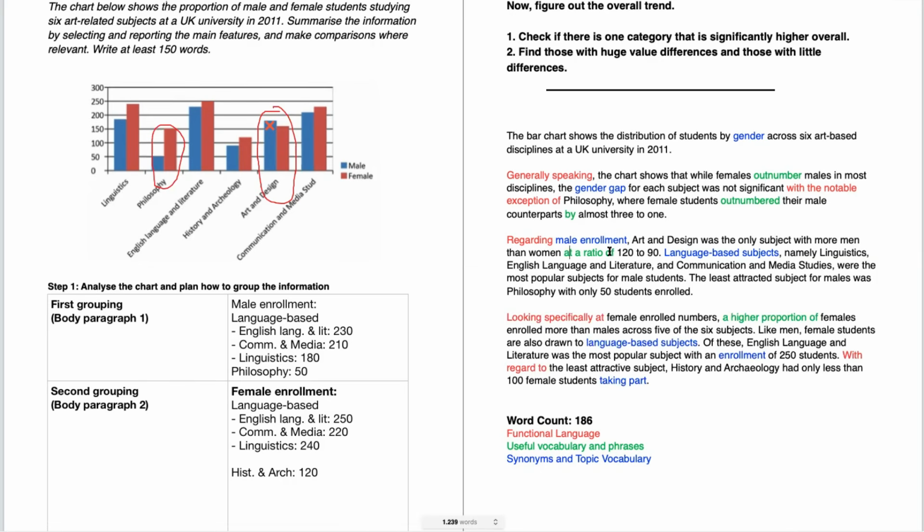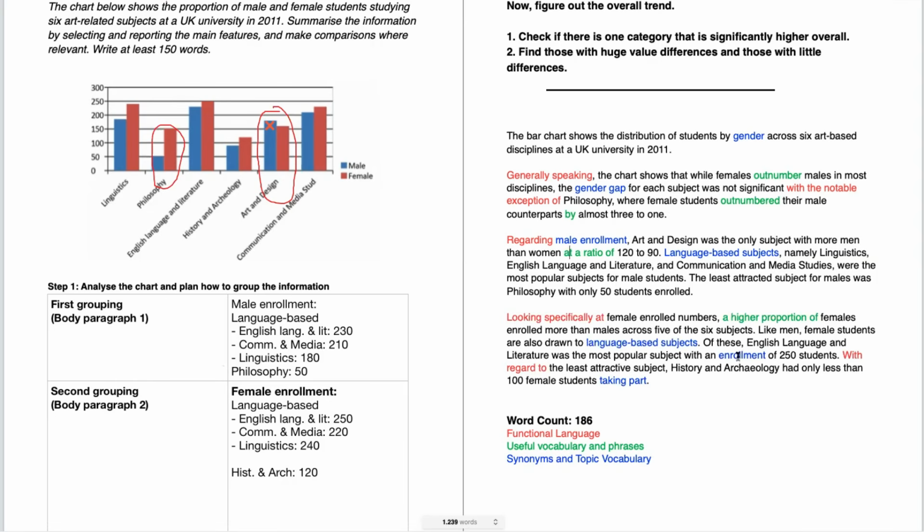Then again, we have male enrollment. That is very specific, as well as language-based subjects. This is something that we did not see in the prompt. In the prompt, we saw art-related subjects, but language-based is quite specific. And the fact that we've hyphenated it shows that it is an adjective. So we have used an adjective correctly. We've hyphenated it correctly. These are also great for your scoring.